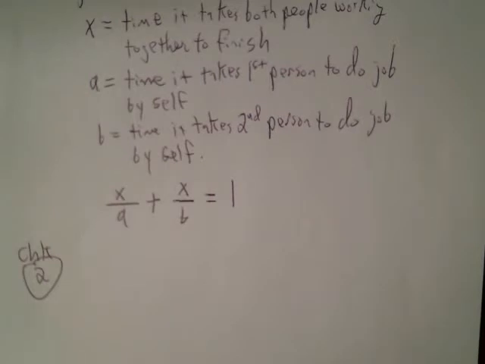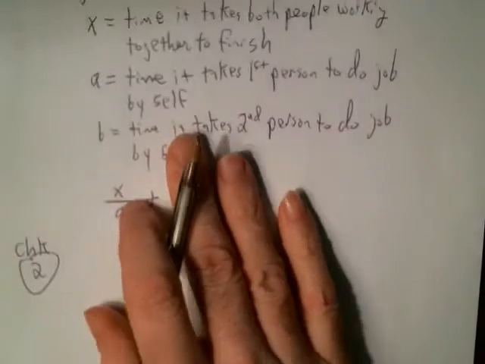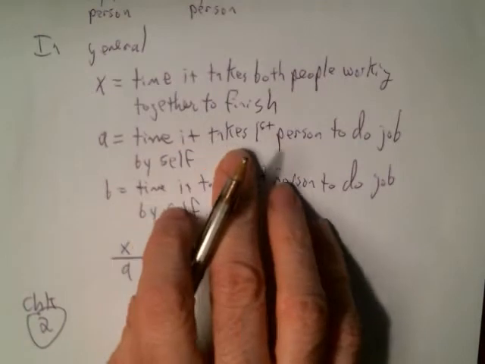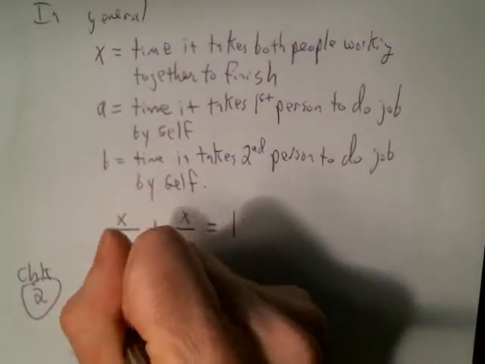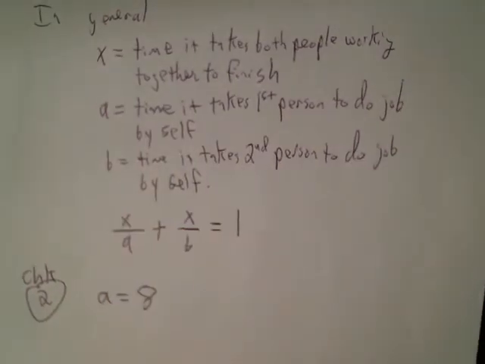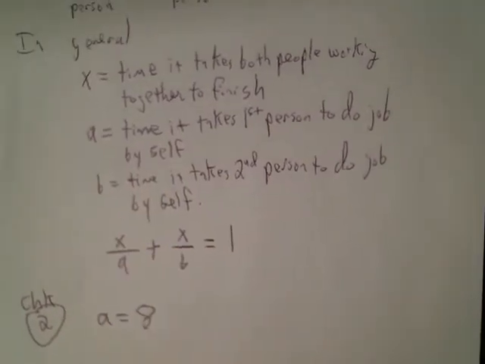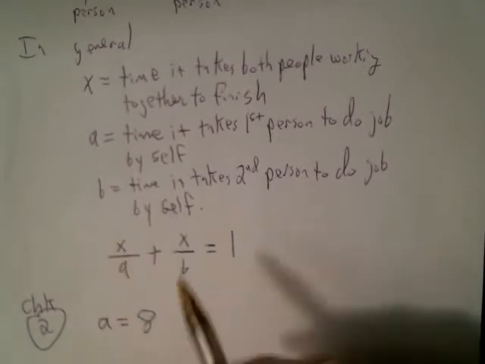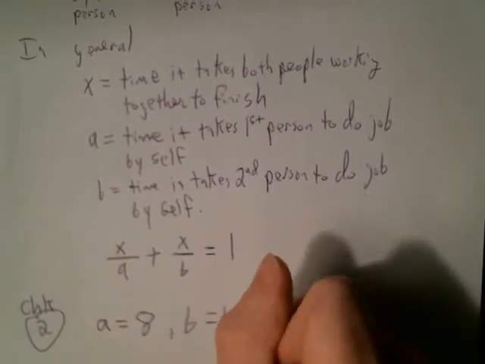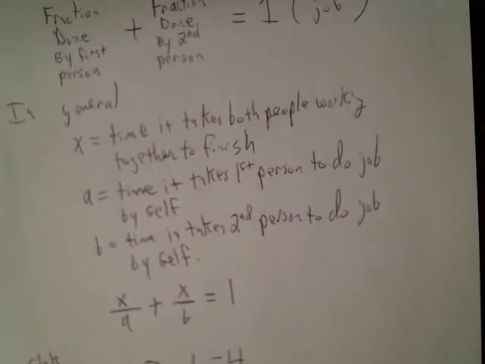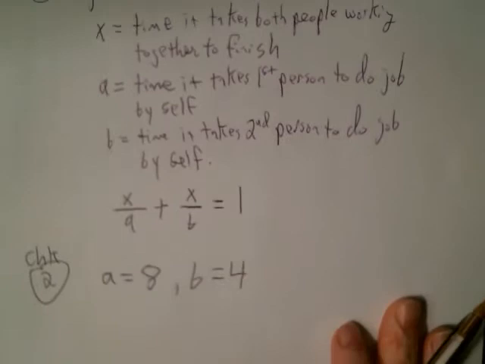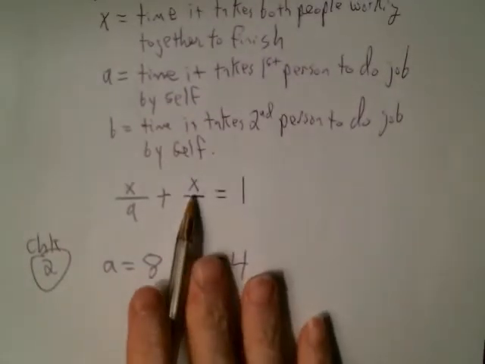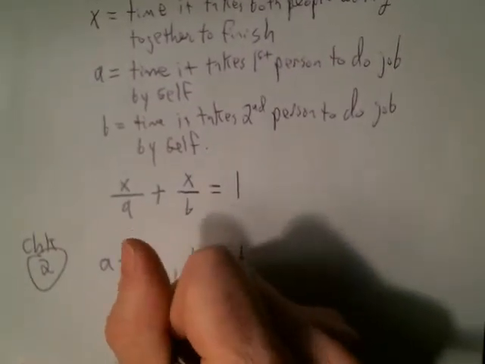Let's see what information we have. One person can paint the outside of the house in 8 hours. Is that x, is that A, or is that B? Well, the time it takes the first person to do the job by himself, that's A. So A must equal 8. A second person can do the job in 4 hours, so that must be B. B is 4. How long will it take them to do the job if they work together? So that's the x, the unknown we're looking for. So we just take these values and pop them into this equation. It's fairly simple then.